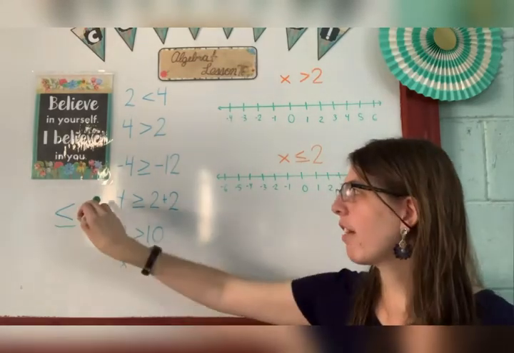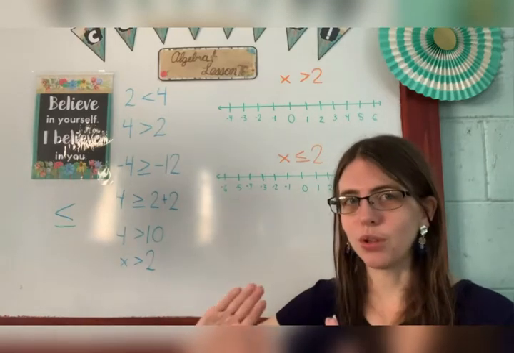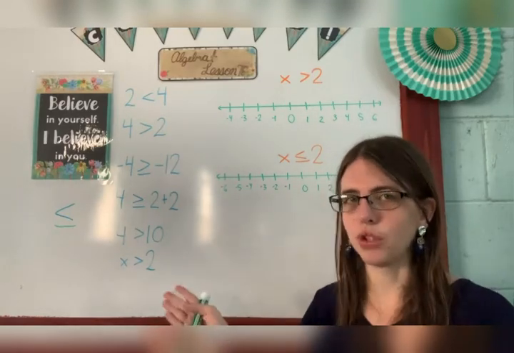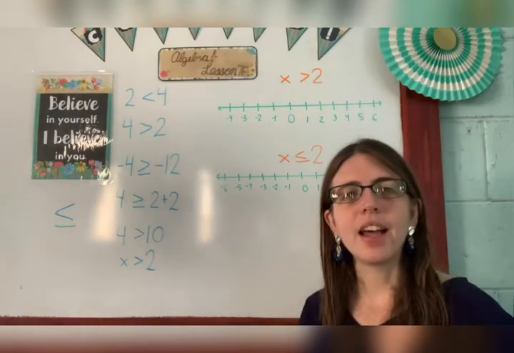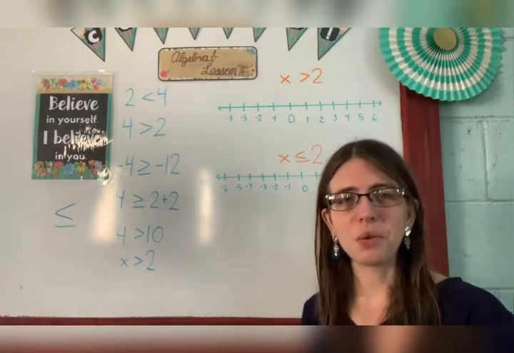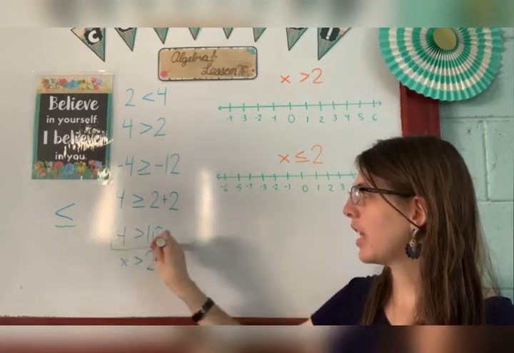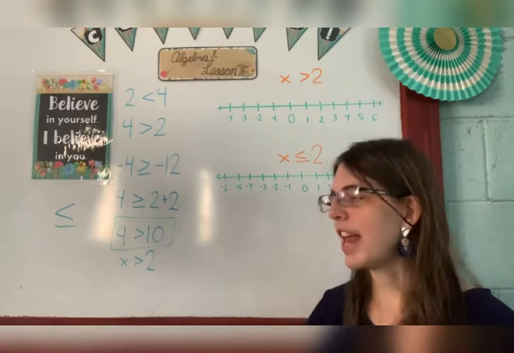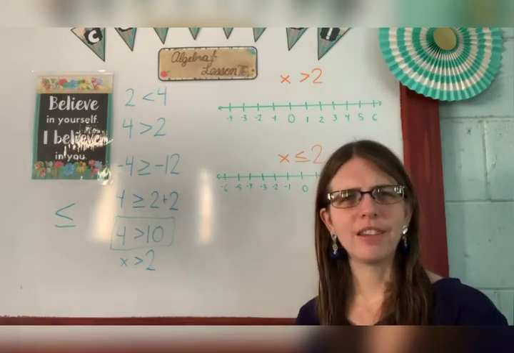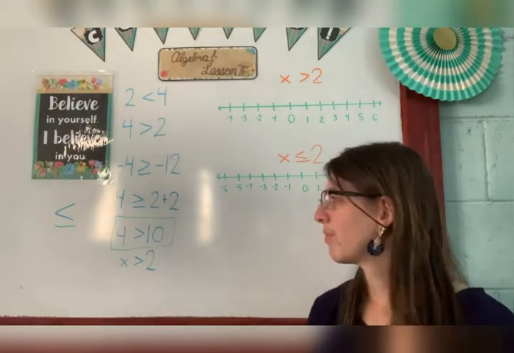We call them inequalities when we use this symbol because it could be greater than or equal to. It's not necessarily equal to. These are all true inequalities because we know they're right, they're true. This inequality right here is actually a false inequality. Let's look at it. 4 is greater than 10. Is 4 greater than 10? No, it's not. So that's a false inequality.